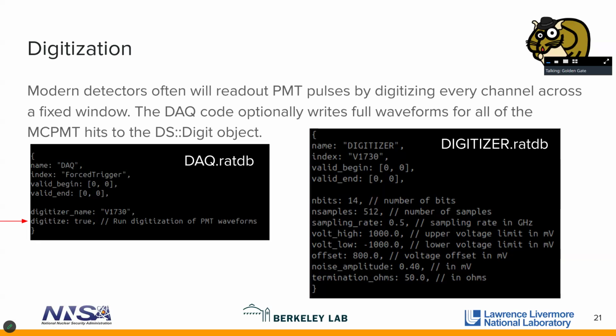And the idea here is that from the dac.ratdb file, you basically turn on the digitization and then specify in your digitizer.ratdb file what that digitization looks like. So you get things like the number of samples, the sampling rate, the dynamic range, and things like that specified in the digitizer file. And this is literally going to go in and digitize the PMT pulses in exactly the same way an oscilloscope or a fast digitizer would do so.